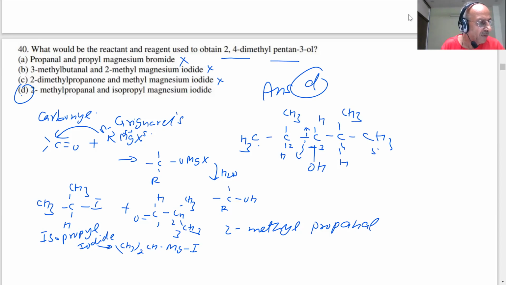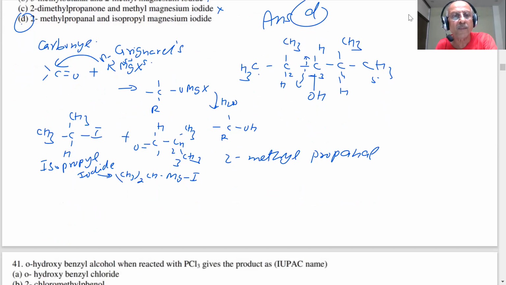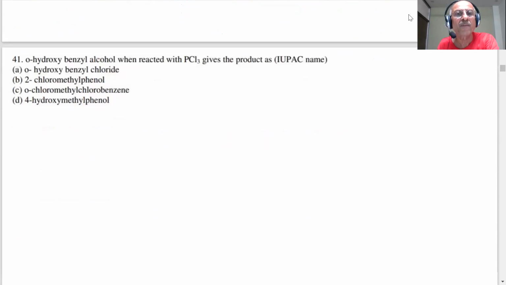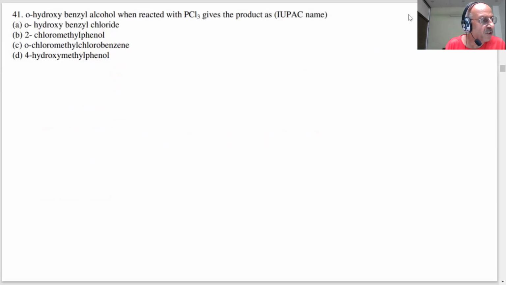Pay attention, because we have to see how we are working all these questions, students. So what type of reagents are we using? This is a reaction of aldehyde or ketones with Grignard's reagent. Next question.